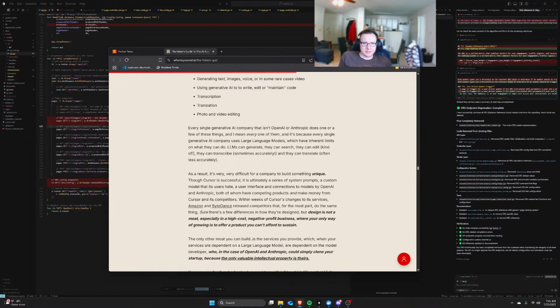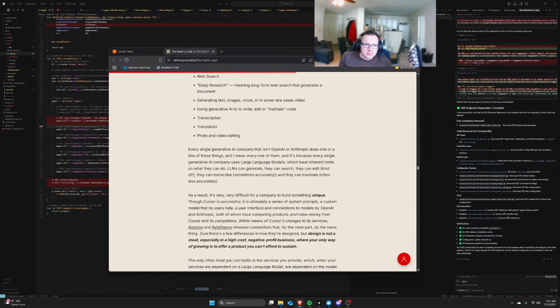Design is not a moat, especially in a high cost, net negative processing where your only way of growing is to offer a product you can't sustain. What do you mean design is not a moat? So they're saying that within weeks of Cursor's change to its services, Amazon and ByteDance released competitors that do the same thing. There are differences in how they're designed, but design is not a moat. I guess they mean how things look.